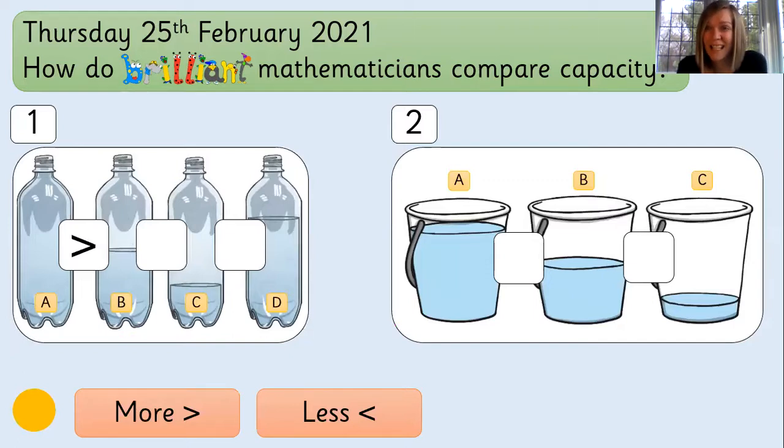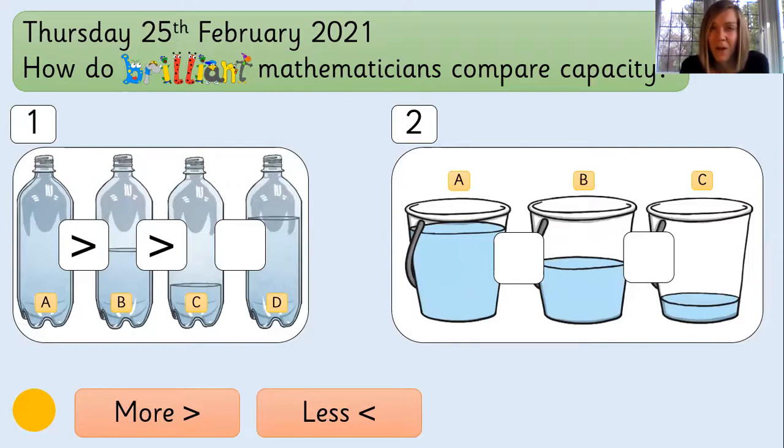Did you have a go at splitting it up and looking at 1 container at a time? I gave you the first clue that A is full, so it is more than B. And then what you had to do was look at B and C. And you should have said that B is more than C. It's got more liquid in it than C because C is nearly empty.